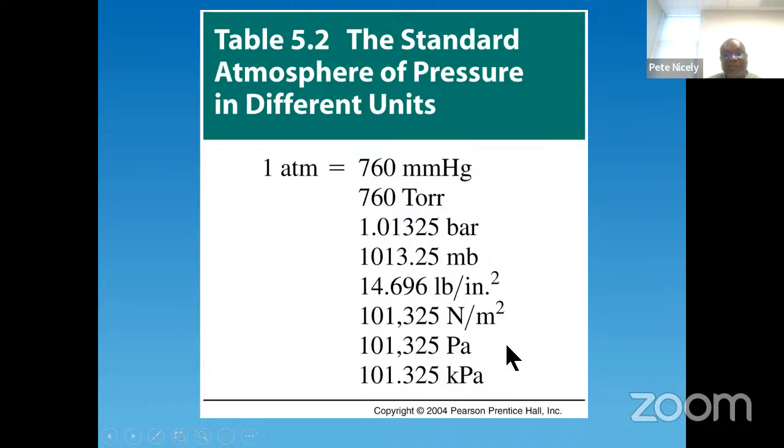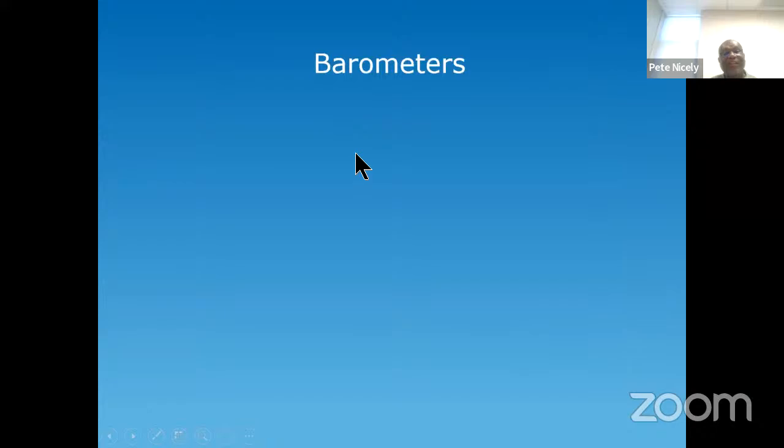And we're going to talk about how the millimeter mercury unit was derived shortly. But it's important that you understand that these are the relationships between the 1 atmosphere and these different units. So let's talk about how we measure pressure. Well, it depends on what you're measuring. Now, there are 2 types of instruments we're going to talk about. The first one is known as a barometer. And the barometer is basically an instrument that is used to measure atmospheric pressure.